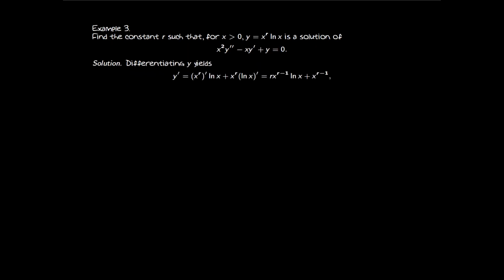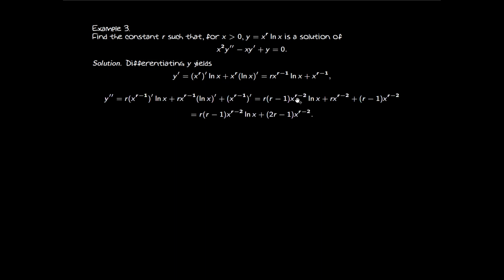We first find the derivative of the function y, because this is a product of a power and a natural log. We use the product rule: the derivative of the first factor times the second factor, plus the first factor times the derivative of the second factor. You use the power rule for the first derivative, and the derivative of natural log, which is x to the -1. Simplifying, y prime is r times x to the r-1 times natural log of x, plus x to the r-1.